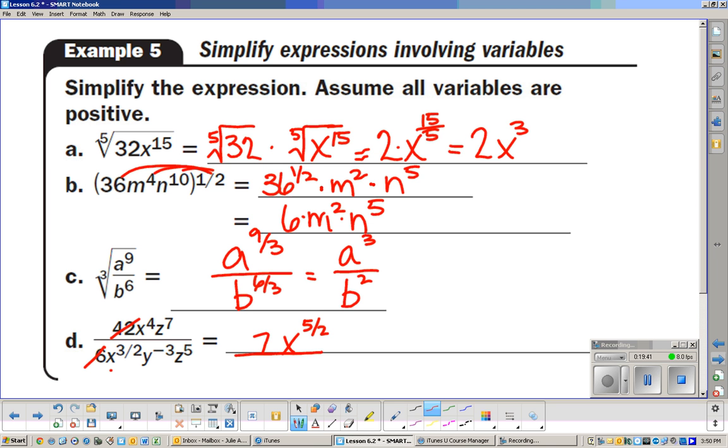Then I have a z to the 7th on top, a z to the 5th on the bottom, so overall I have z to the 2nd. And so that's done, the x's are done. The only thing left is that y to the -3. Well, that can move to the top, so it becomes y to the positive 3. And you are done as long as you have no roots in the bottom and you have no negative exponents, which is what we have right here, so we can leave it there at that answer.